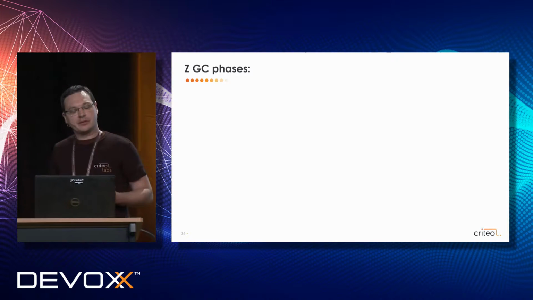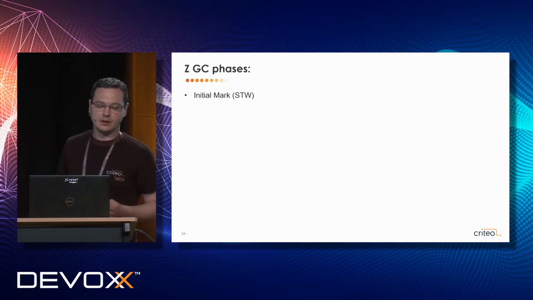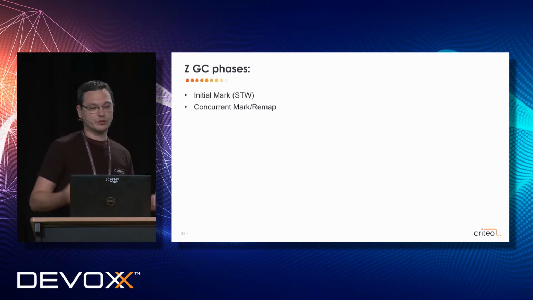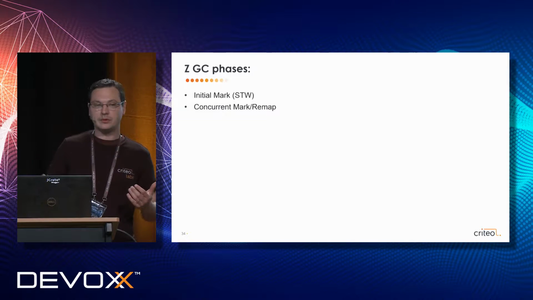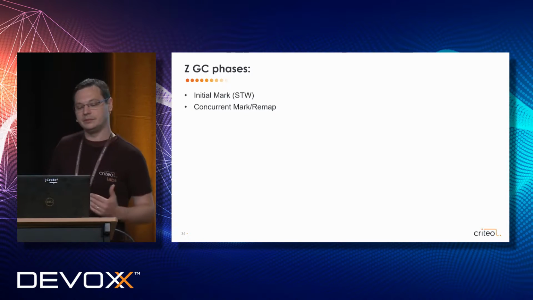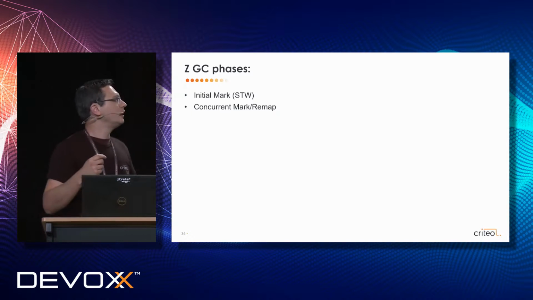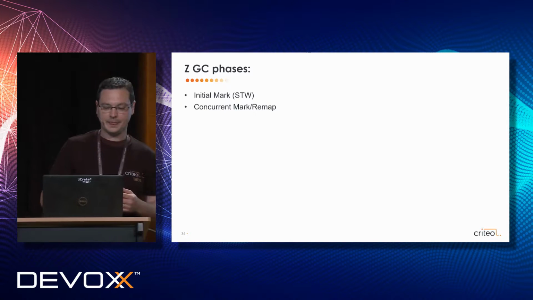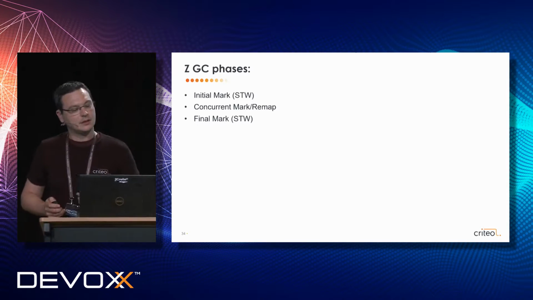So there are a couple of differences that we'll see. So the phases of ZGC: we have the initial mark, again stop-the-world for the GC roots, then the concurrent mark, again classic, and the remap, again folded into the concurrent marking. So the update of the references is done with the marking of the next GC cycle, like for C4. A final mark to sync.